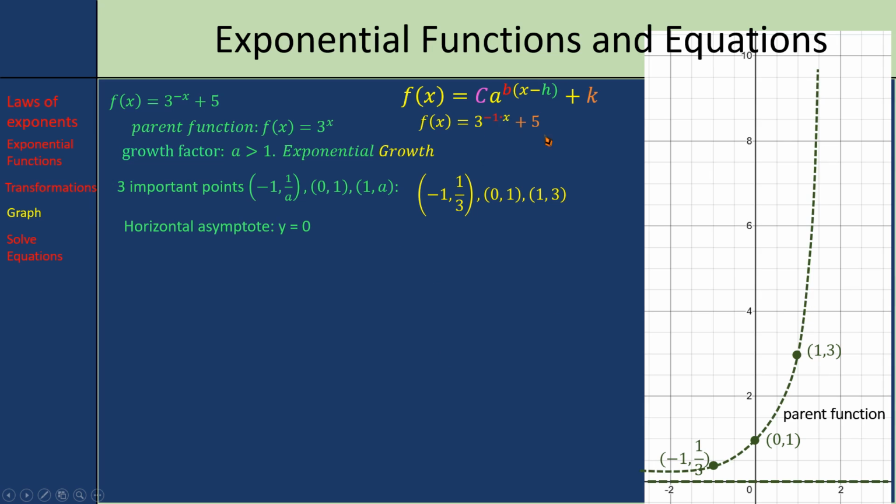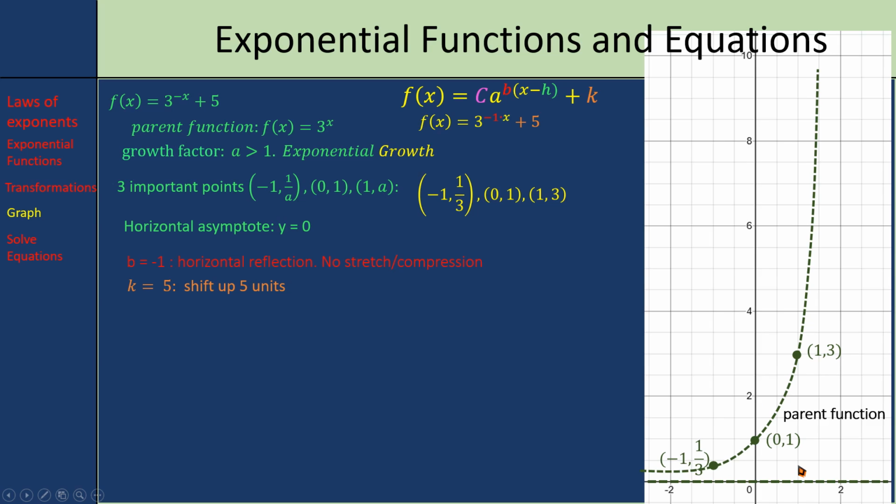Now, I apply the transformations. B is -1. It means there's a horizontal reflection. It reflects sideways. And the 5 means it shifts up 5 units. Now, you got to think about this. If there's a horizontal reflection, does it change your x or your y? How does it affect your coordinates? If it reflects sideways, that means your x values become their negatives.